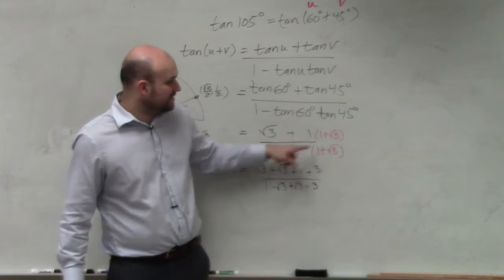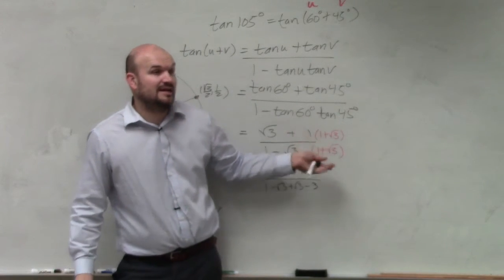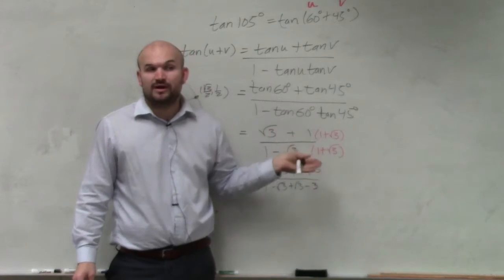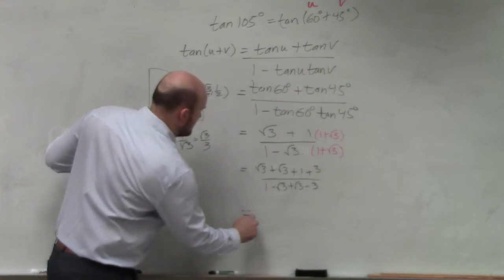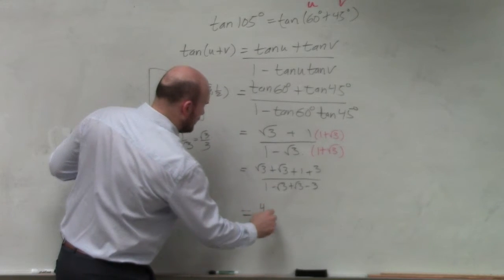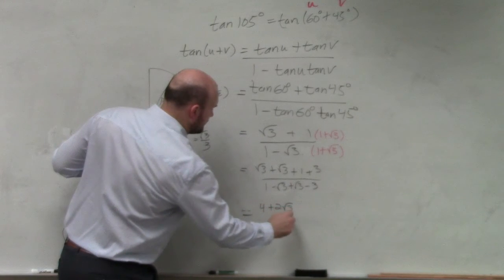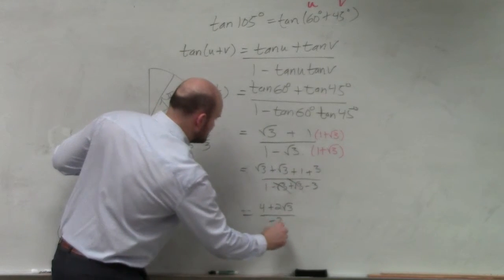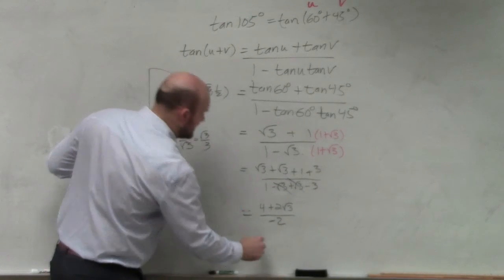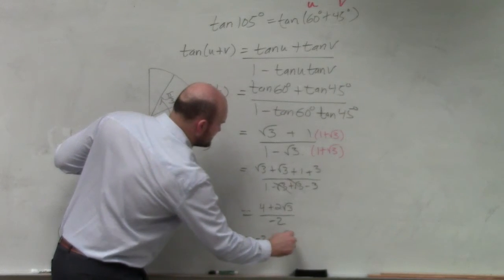Remember, negative square root of 3 times positive square root of 3 is going to be a negative square root of 3 squared. Square root of 3 squared is just 3, so therefore it turns into a negative 3. I can combine my terms here. I get 4 plus 2 radical 3. And in the denominator, those cancel out, and I'm left with a negative 2. I divide my negative 2 within. I get negative 2 minus the square root of 3.